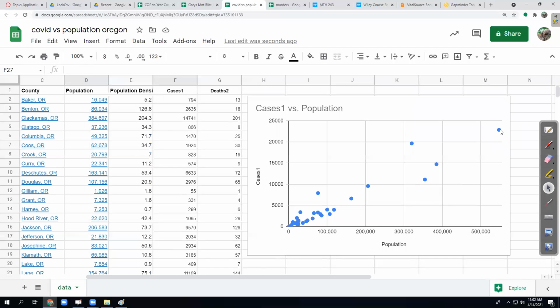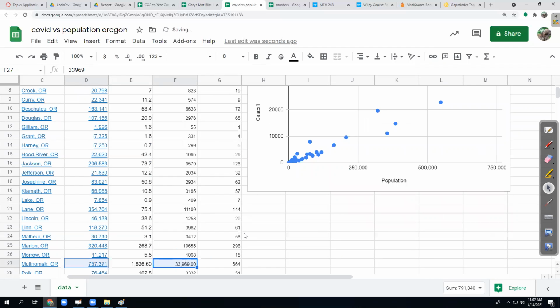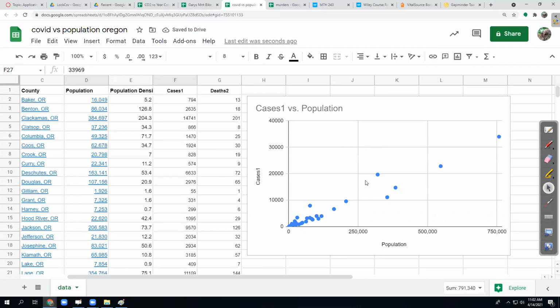So you've got to be careful about trying to pull outliers out, and you want to document it when you do so. Actually, I think I'm going to put Multnomah back in. I can just undo and it's back in. So you have to decide, if there are outliers but the rest of it looks linear, do you leave it or do you take it out?